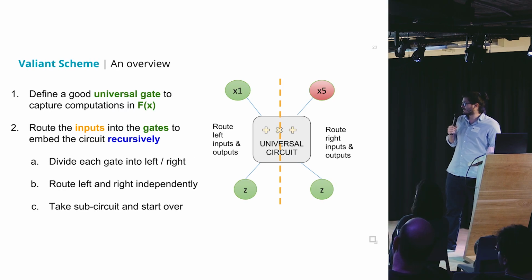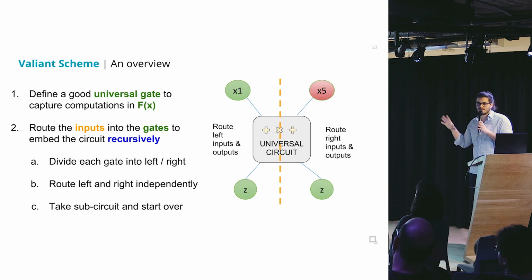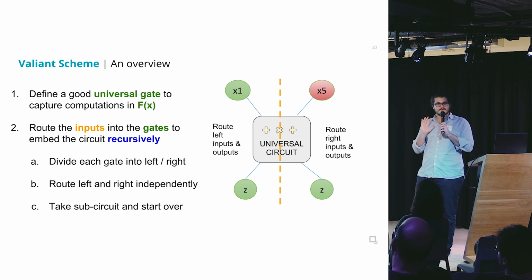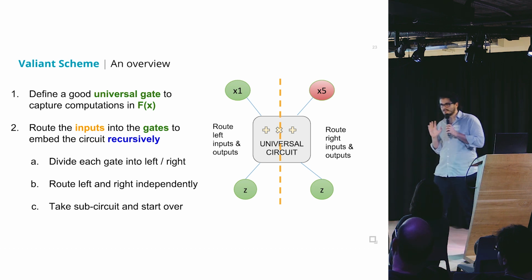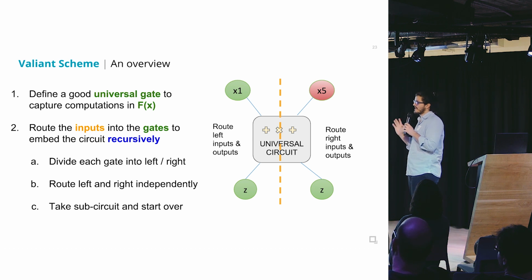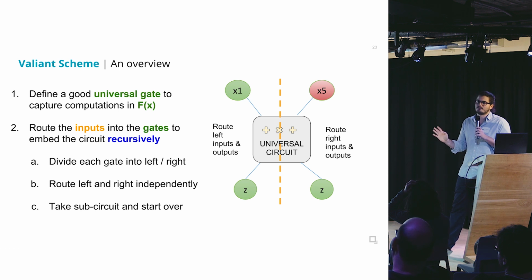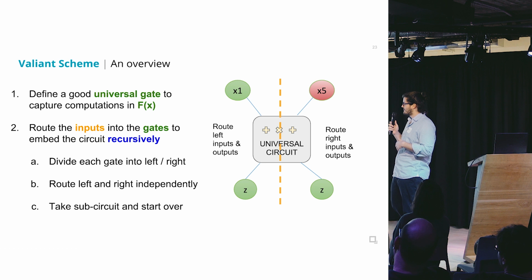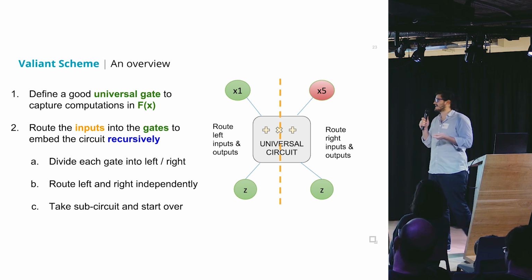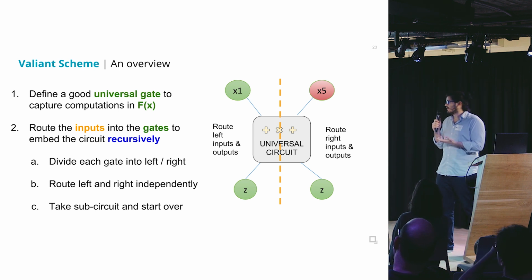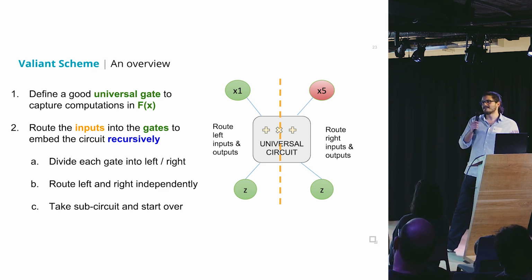So let's just quickly go through this construction of Valiant. Essentially, Valiant says, start by defining a universal gate that encompasses the computations that you require in your function f. Essentially, if you're doing addition and multiplication, this is enough because usually you can compute anything in NP from multiplication and additions. Then it says, okay, now we need to actually route the inputs through the gates, right? So we're going to do this embedding recursively.